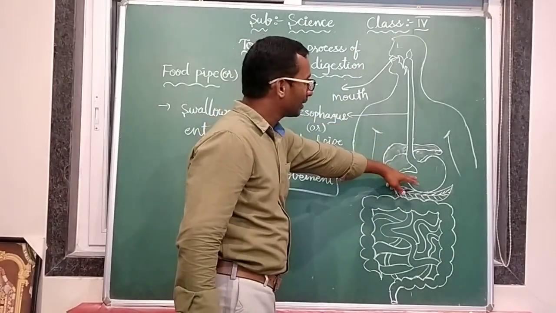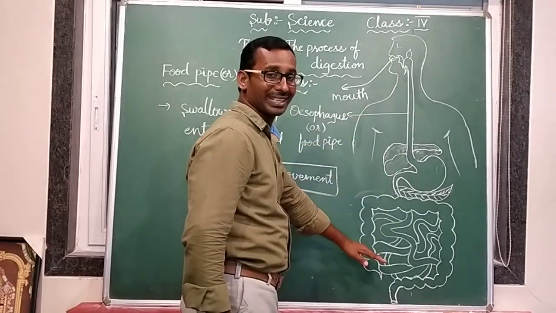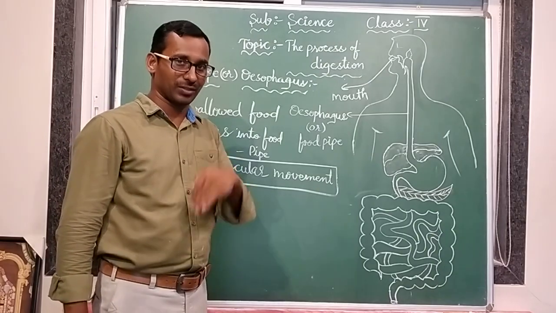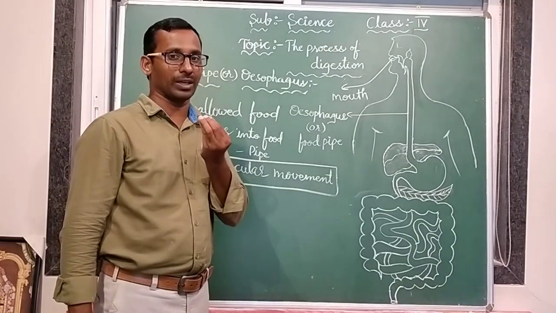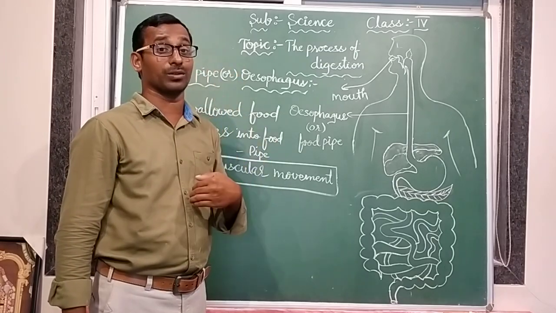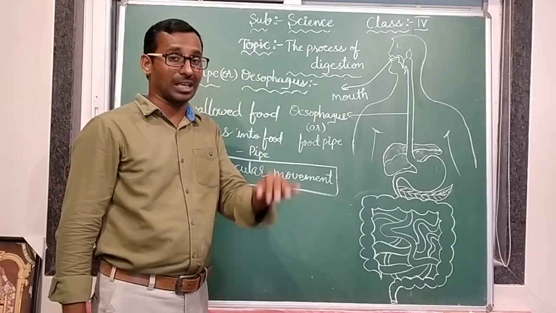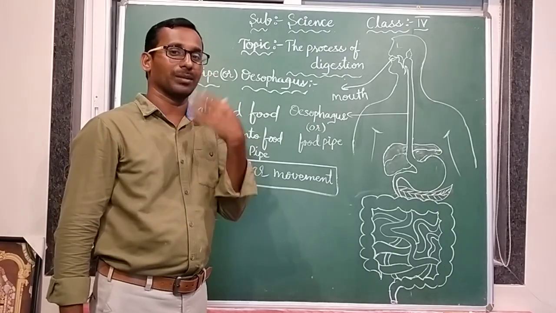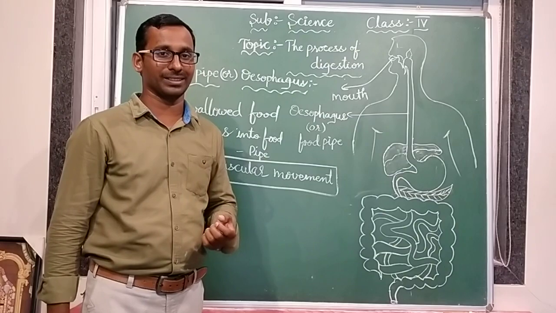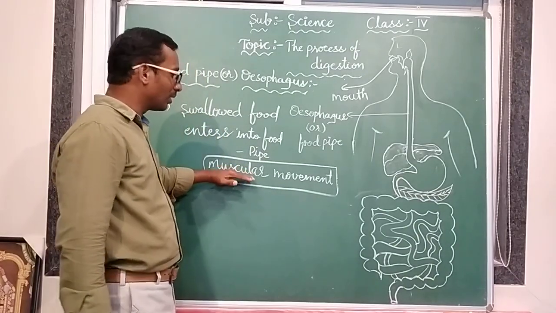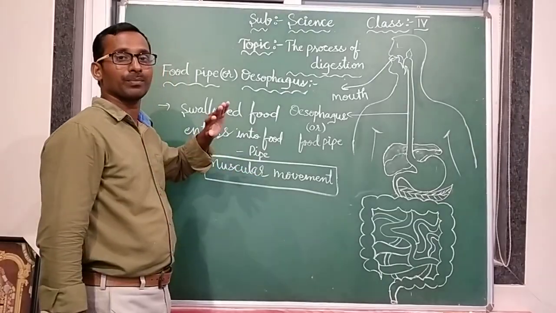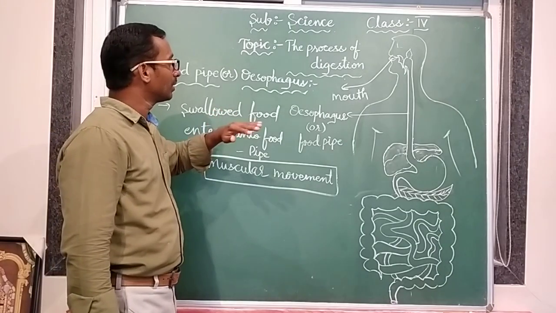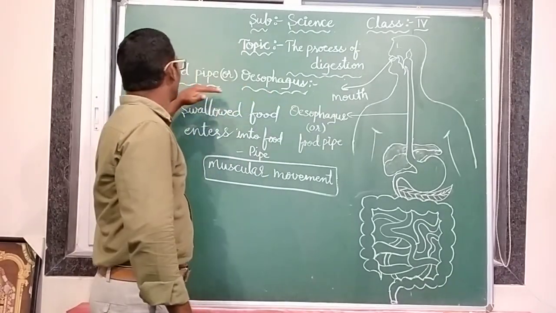Then what will happen? The stomach is up and the mouth is down. Even if we stand, when we swallow in that situation also, whatever food we swallow enters only into our stomach. It never comes out again from our mouth. It enters into our stomach only. So that much capacity is there. How is that possible? With the help of this muscular movement. Is it clear? So this is about the mouth and the food pipe.